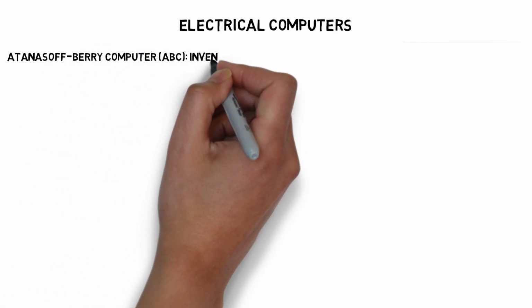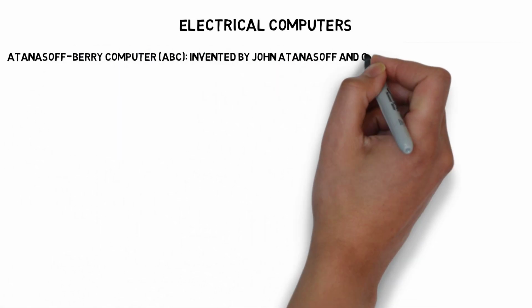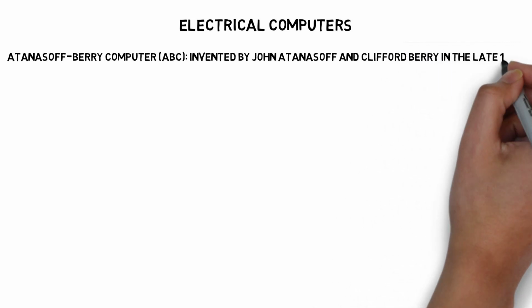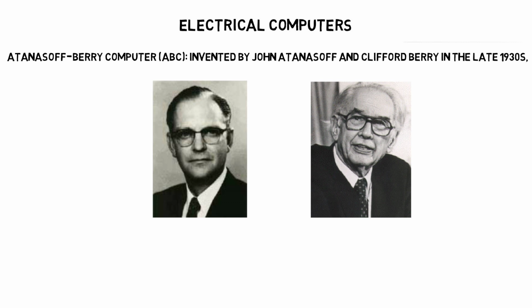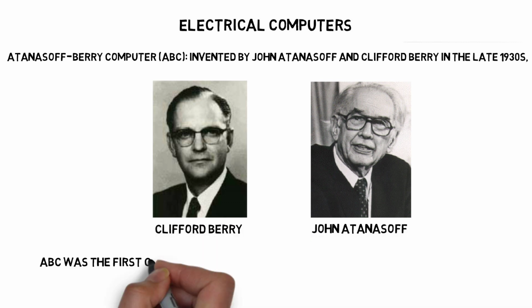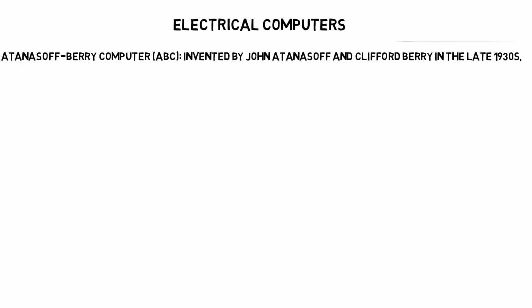Atanasoff-Berry Computer, ABC. Invented by John Atanasoff and Clifford Berry in the late 1930s, the ABC was the first computer to use binary digits, bits, to perform calculations. It used vacuum tubes to store and manipulate data.